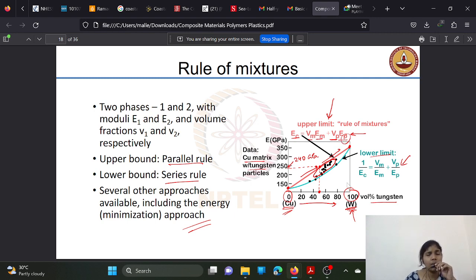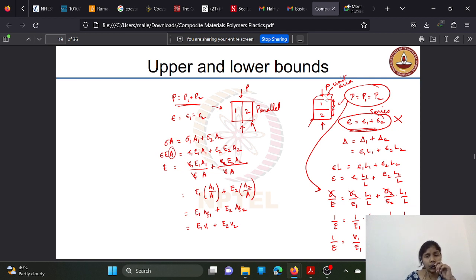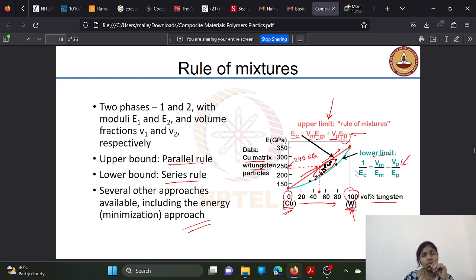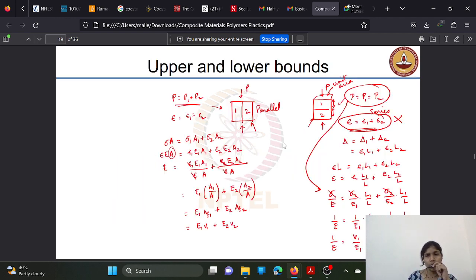And when coming to the lower limit, it is the series rule. That means the materials are connected in series combination, and the unit area is equally shared between the two units, but the overall deformation is the sum of deformation of the first phase and the second phase. By simplifying this, you can get the lower bound. That means 1 by Ec is equal to Vm by Em plus Vp by Ep. The rule of mixtures is defined to get the properties of the composite material. That's why the rule of mixture is used here.